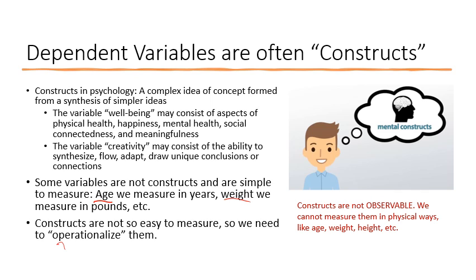This is because constructs are not observable. We might be able to see the way a creative person behaves in certain situations, but they're not immediately observable the way we can look at a scale or a clock to measure time.